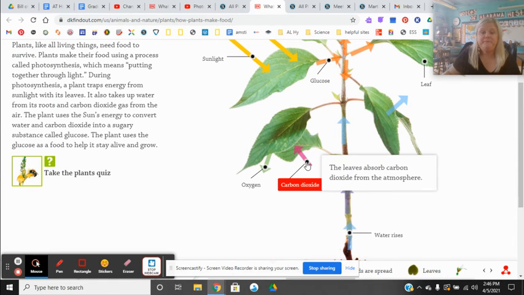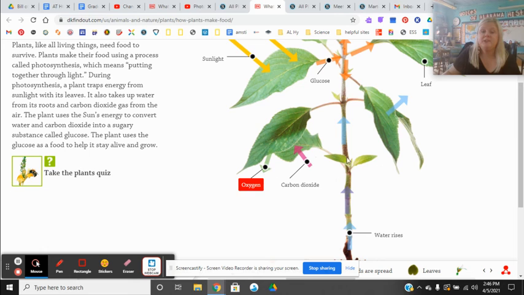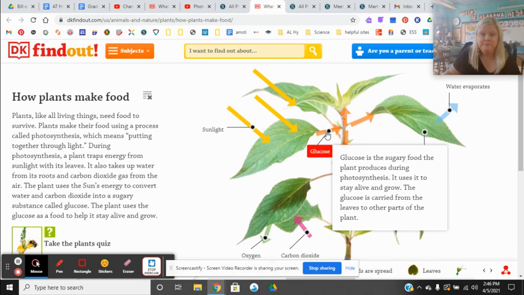Carbon dioxide. The leaves absorb carbon dioxide from the atmosphere. During photosynthesis, oxygen is created. It escapes from the leaves and enters the air. Animals need oxygen to live. We're animals, and we need oxygen to live. Okay, moving on up to the glucose. Glucose is the sugary food the plant produces during photosynthesis. It uses it to stay alive and grow. The glucose is carried away from the leaves to other parts of the plant.